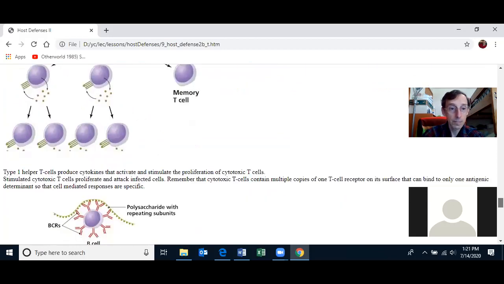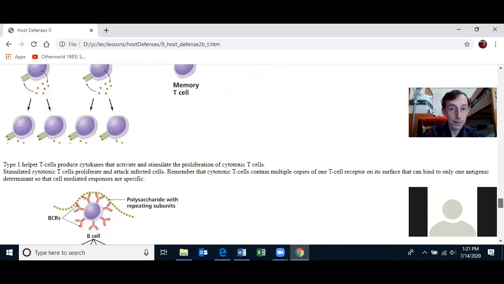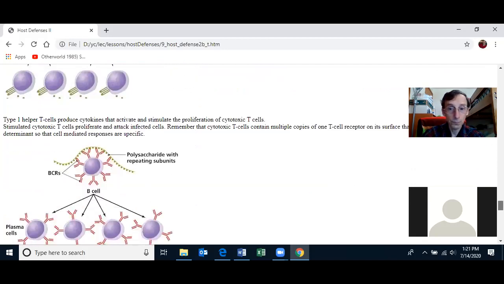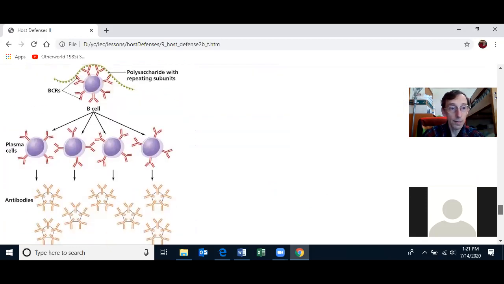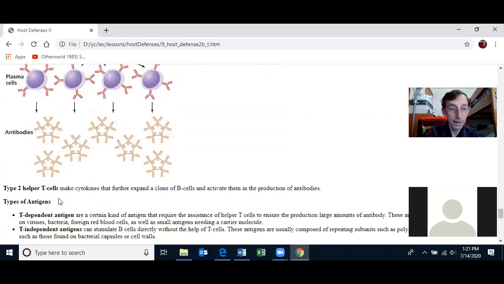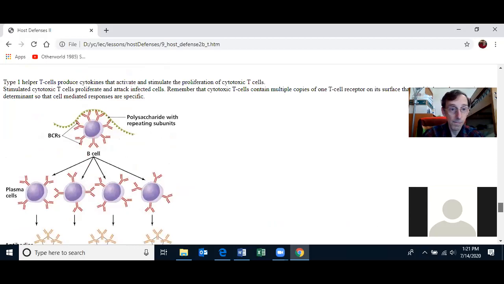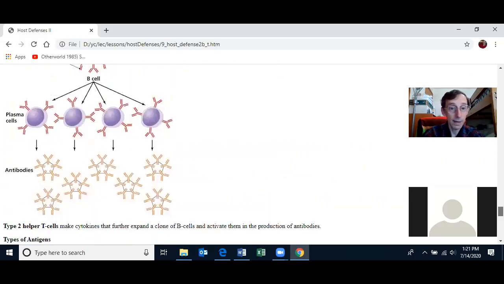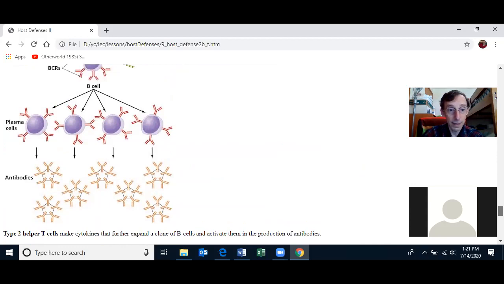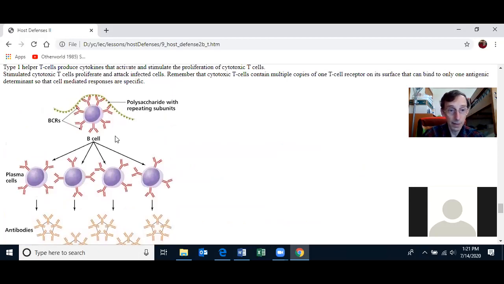All right. Now the type 1, already talked about them. The type 2 helper T cells, meaning a helper T cell that's of type 2, what they do when they get activated, I don't have a picture of that, is activate the B cells and cause B cells to become activated and start producing antibodies. Now, a B cell does not need a helper T cell to activate it and start producing antibodies. An antigen can directly stimulate a B cell to become activated.